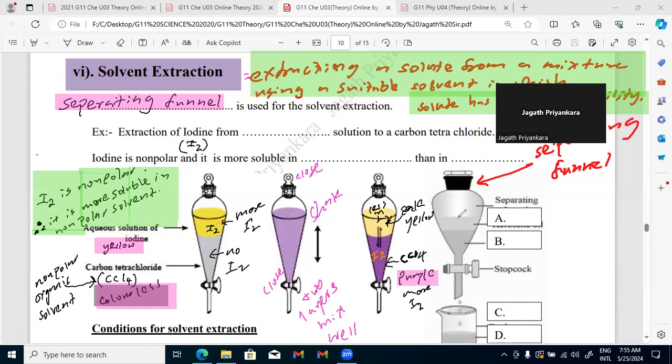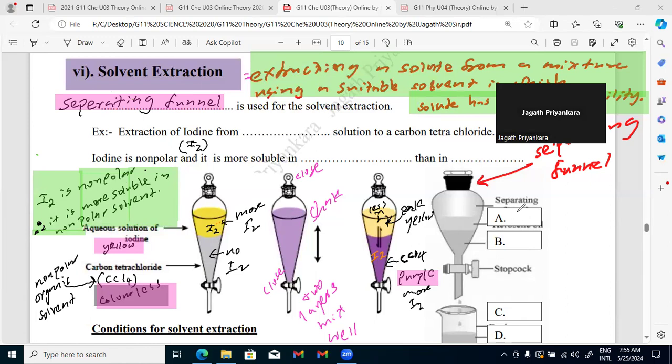Why is CCl4 settled at the bottom? Because it has high density. You can write that also. CCl4 has higher density than water. Therefore, it settles at the bottom. Okay. Now, I don't know whether you have done this practical in school. This also you are supposed to do in school as a practical.